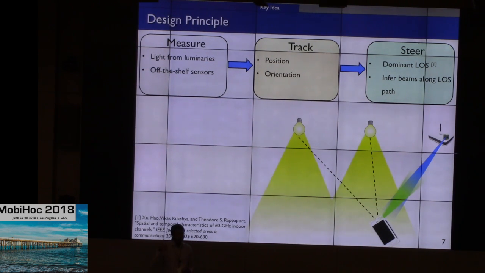In the first stage, we measure the light intensities from the indoor luminaries with off-the-shelf light sensors, which means that we do not require any special hardware at the client devices. In the second step, we track the mobility of the devices, which means both the position and the translation, using these light measurements alone. And in the third step, we steer the 60 GHz beams based on the mobility estimates.